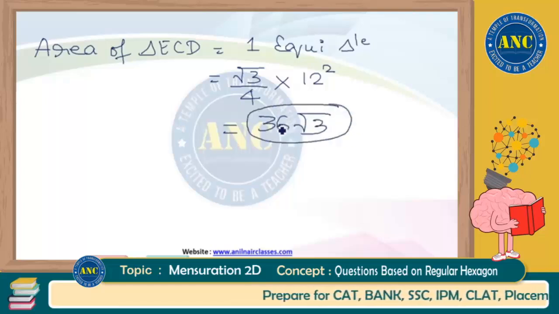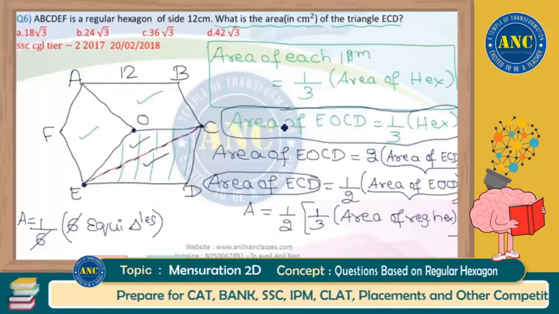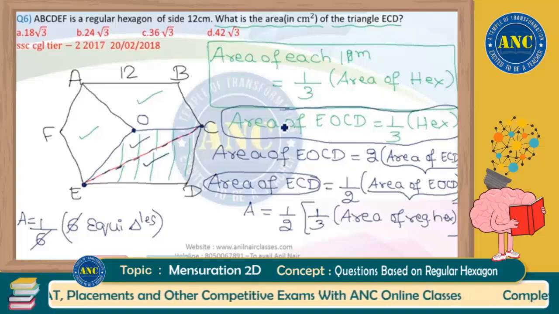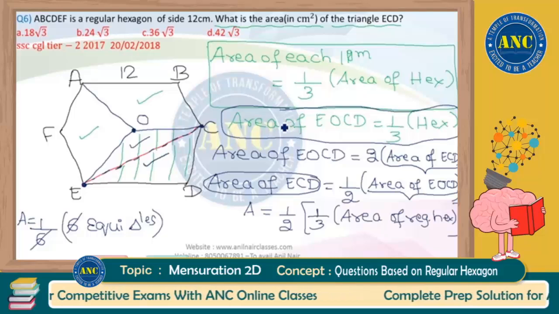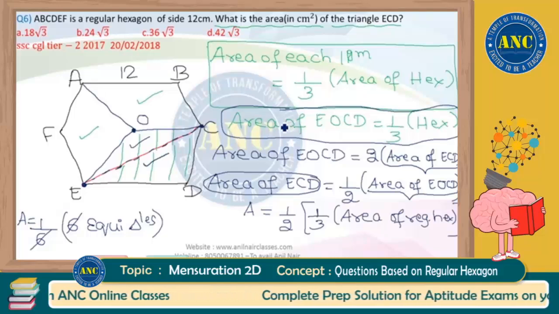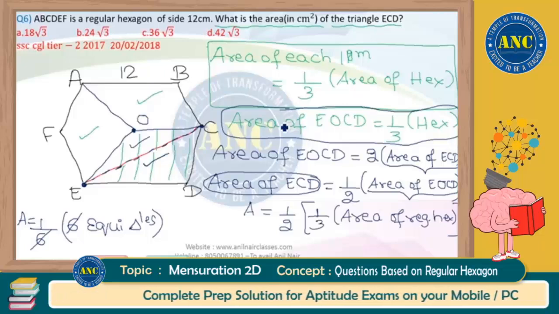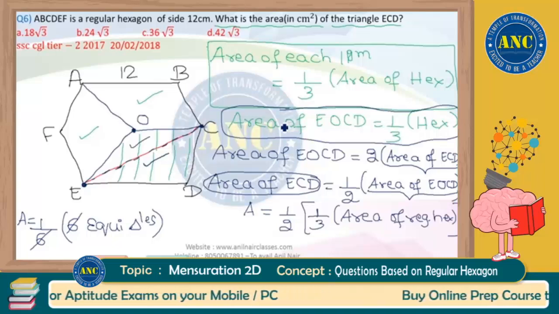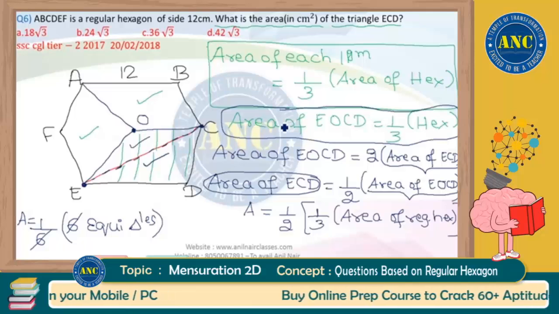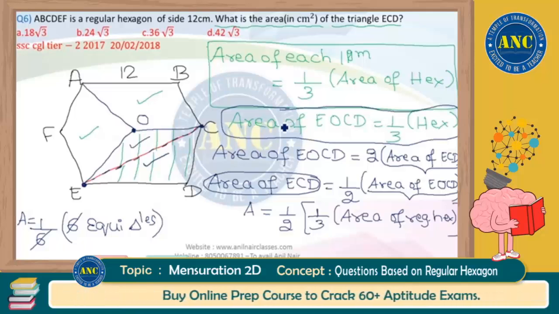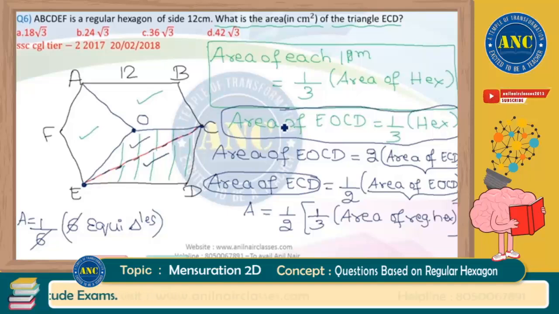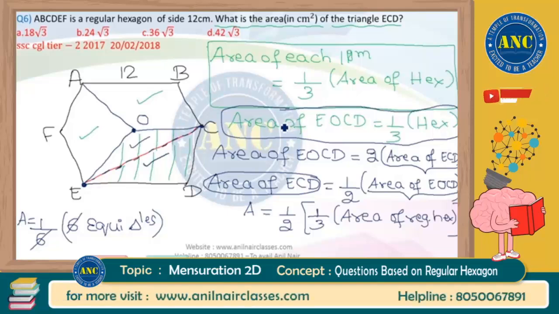I hope it is very clear for each and every student who is watching this video. In this question, the entire hexagon is divided into 3 equivalent parallelograms, and those 3 parallelograms are divided into 6 equilateral triangles. I hope you understood how I made everything by connecting the dots in this question.